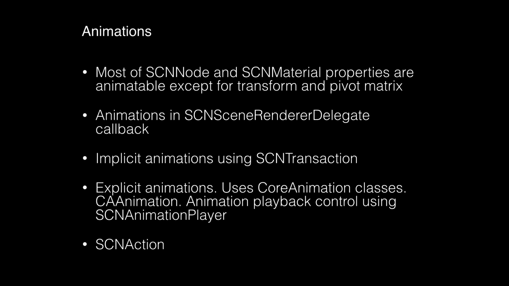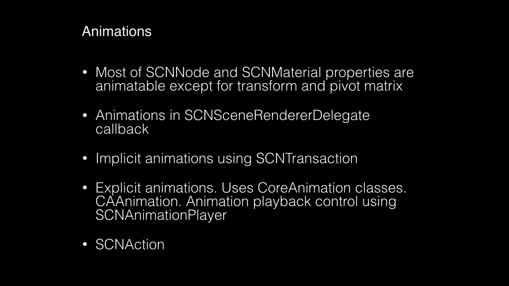There are different options to animate SceneKit contents, and most of the properties of nodes and materials are animatable, only matrices are not. The first option is to animate in the SCNSceneRendererDelegate callback. This is an explicit type of animation, and is performed on a per frame basis. The second option is implicit animations using an SCNTransaction.